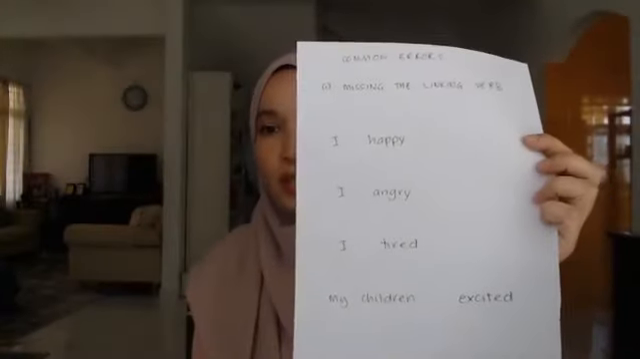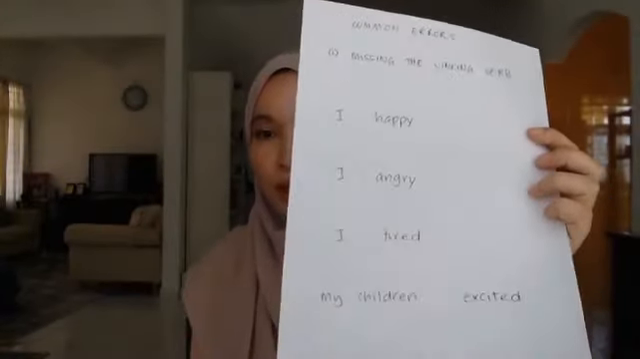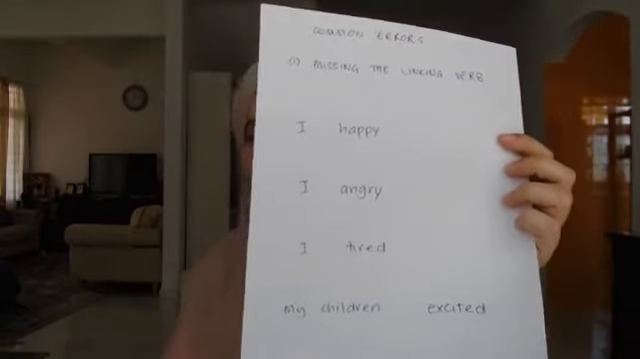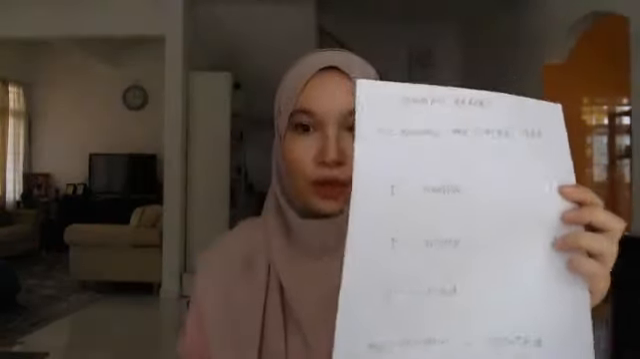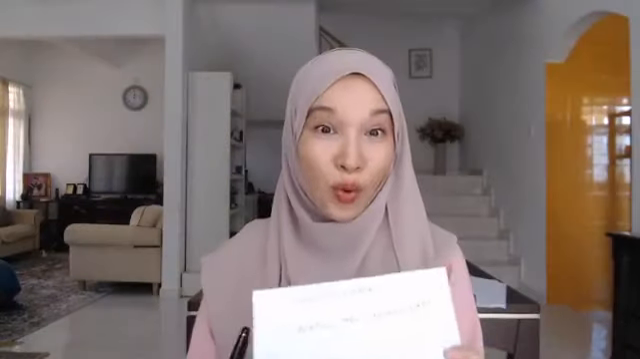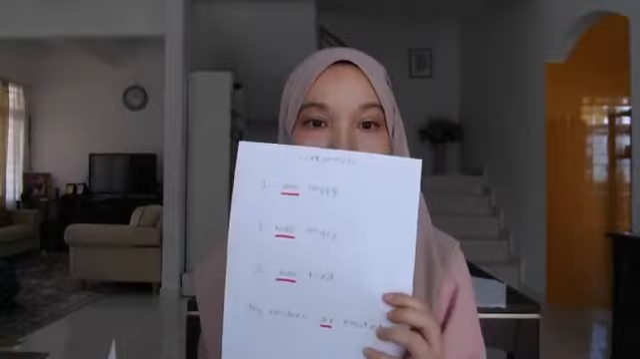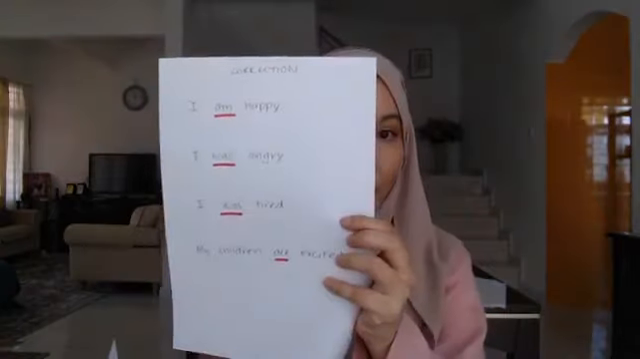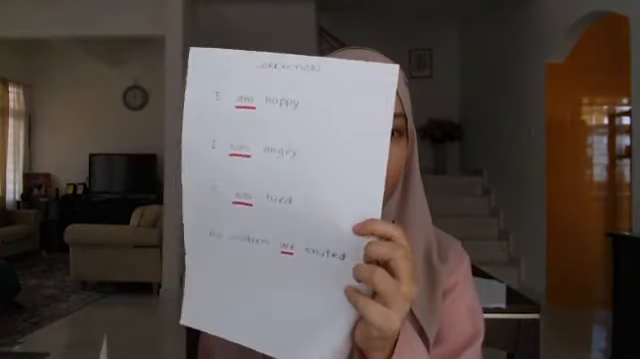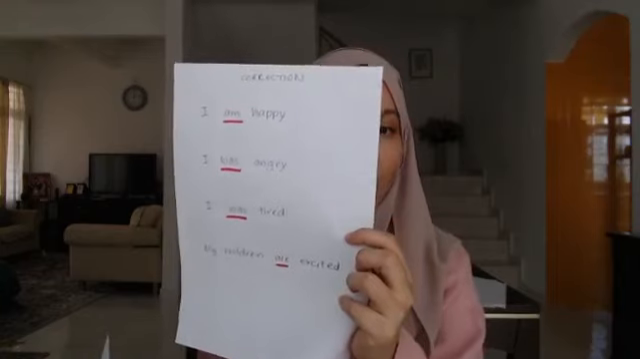What's the correction? Because I want this to be interactive, but I will give the answer. All right? So this is the correct way, because we don't want to forget the linking verb. I am happy. I was angry. I was tired. My children are excited.